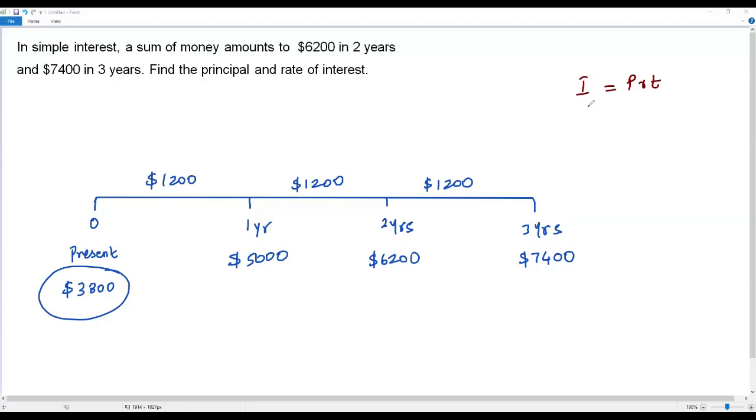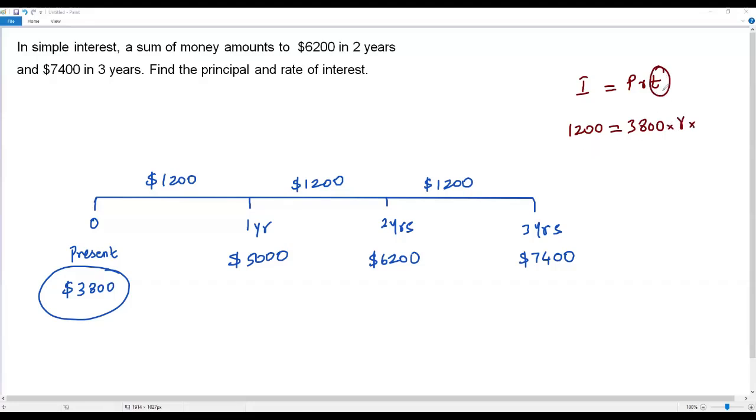Here we can use T equals 1. If I use 1, that represents 1 year, so for I I have to take the interest for 1 year. If I take 2, then I have to take the interest for 2 years for this capital I. I know that the interest for 1 year is $1,200, so I plug that in for I over here. P is $3,800, the initial value of the deposit, and R I do not know. That is what I have to find.